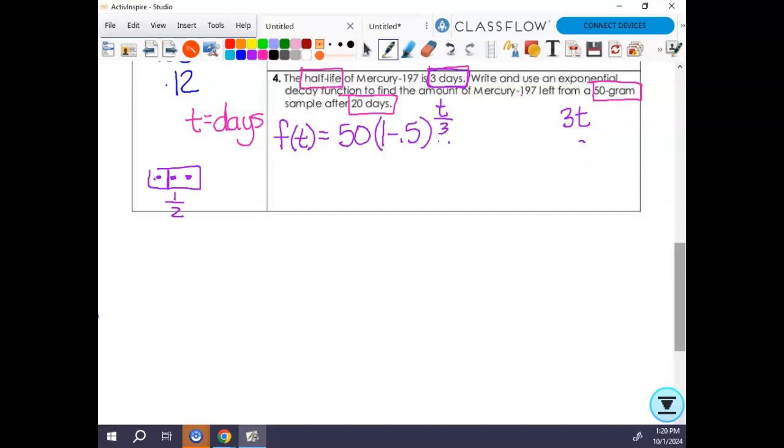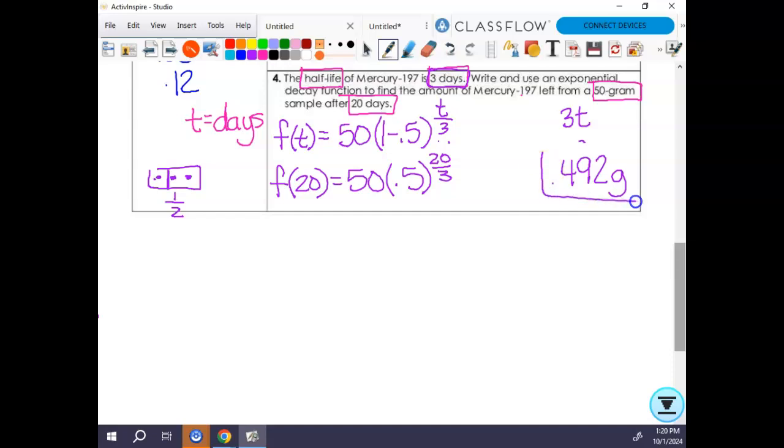Okay, so this would be our equation. If it's after 20 days, f of 20 equals 50 times 0.5 to the 20 over 3 power, which you definitely want to leave for your calculator. And then you should get 0.492 grams.